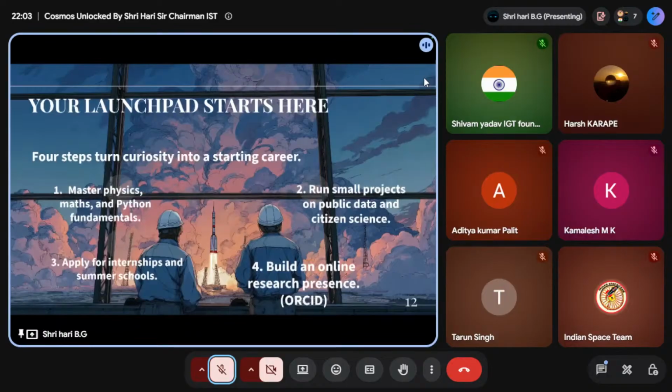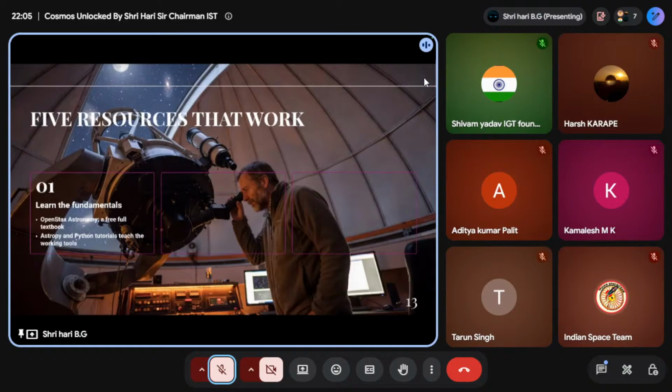And we go to the next, and the time is running out, so I will move fast. Here are five resources that actually work and cost nothing. The first one is OpenStax Astronomy, a complete free textbook. You learn the fundamentals from this textbook. You can go and search for OpenStax Astronomy on the internet.